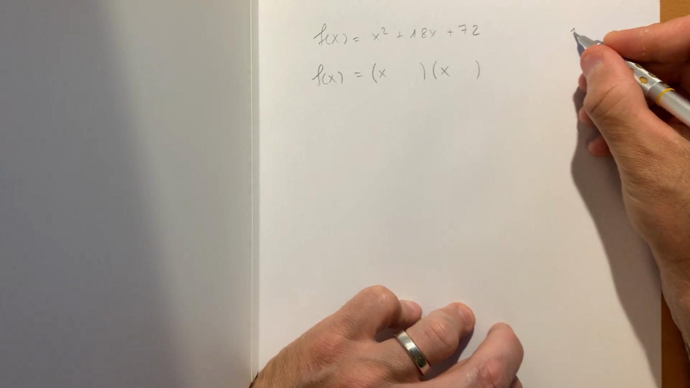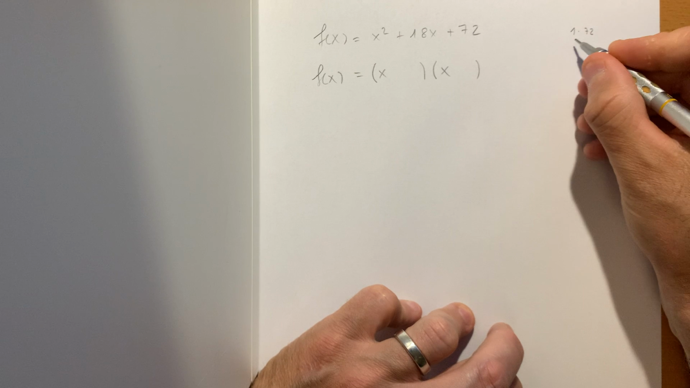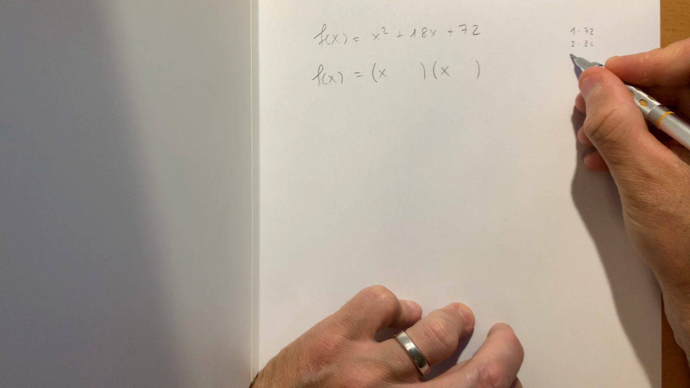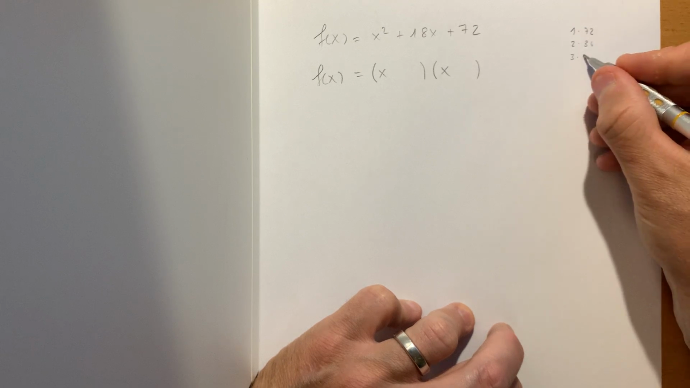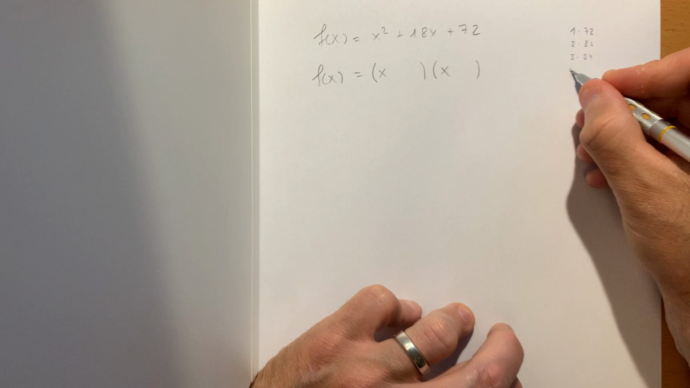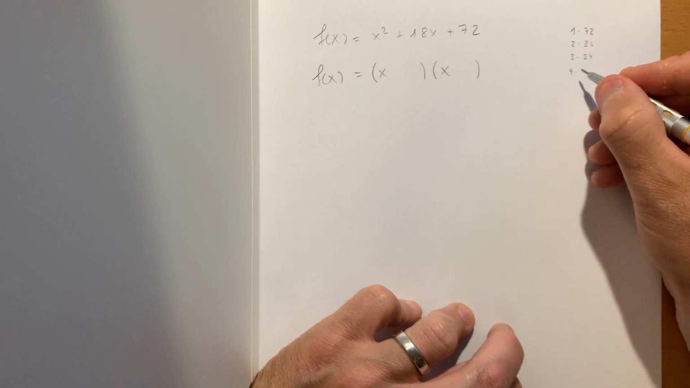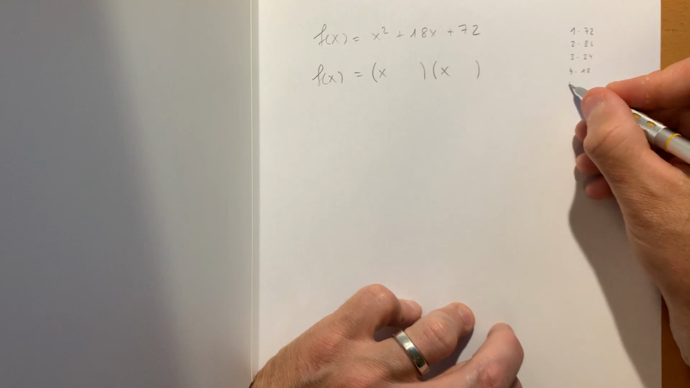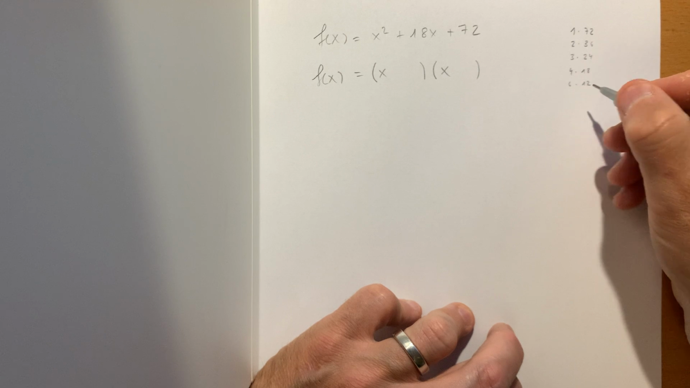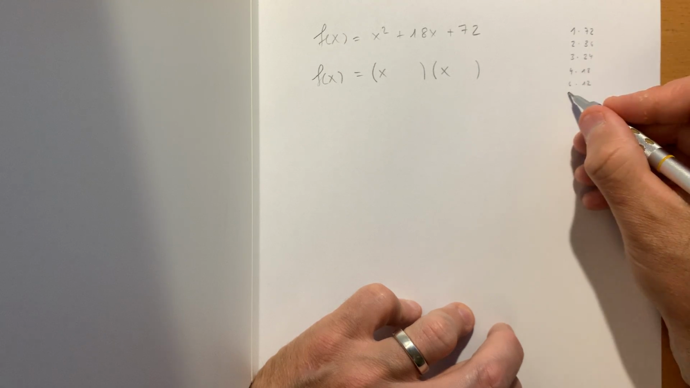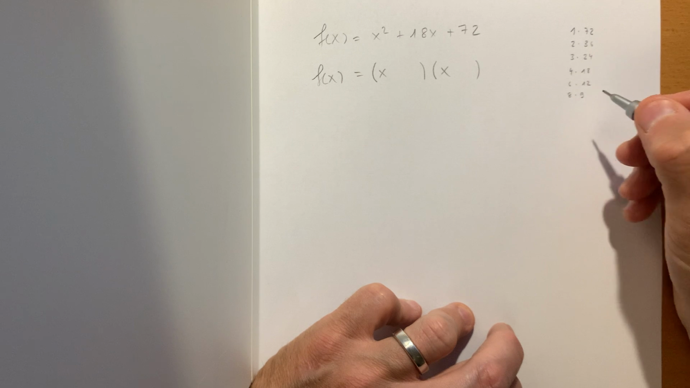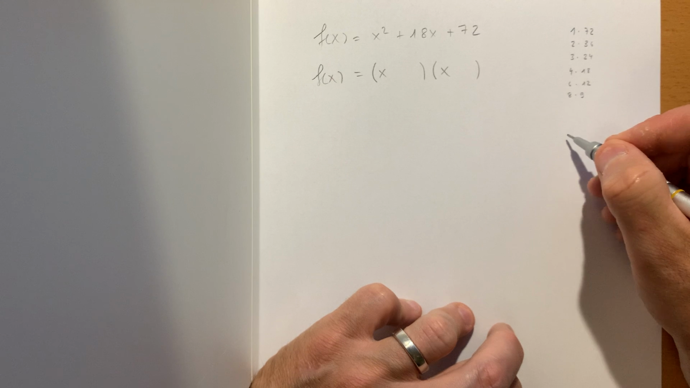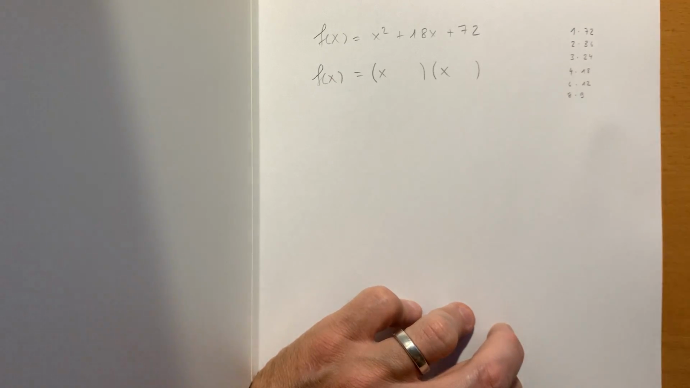So 72, that could be 1 times 72. It could be 2 times 36. It could be 3 times 24. It could be 4 times 18. 5 is not possible. It could be 6 times 12. 7 is not possible. It could be 8 times 9. And then it reverses the numbers. It could be 9 times 8 and so on.